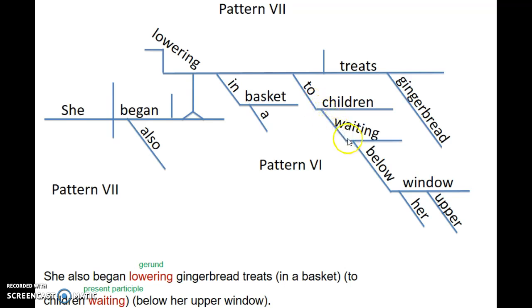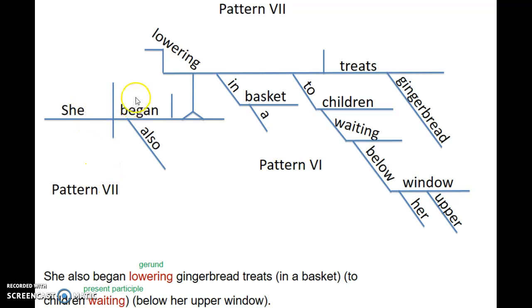So participles are diagrammed on the structure below on the diagonal to show that it is a participle. And then below, her upper window is telling us where the children were waiting, so that is diagrammed below waiting. So we've got our diagrams done. Now we just need to go back and identify sentence patterns.